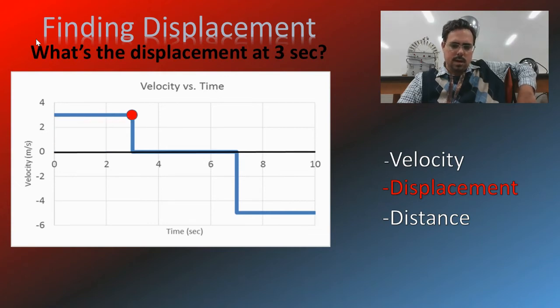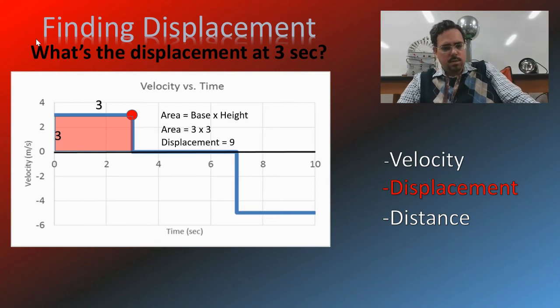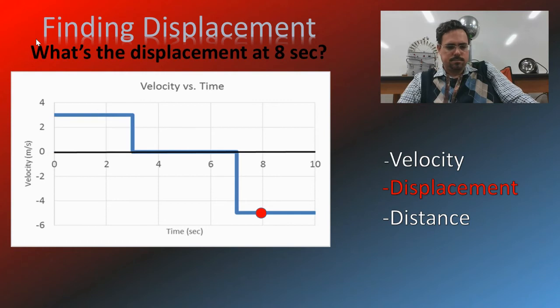Moving on to 3 seconds, we're going to do the same thing. Fill in a little rectangle there, which shows the shape of the graph from 0 to 3 seconds. Then we find the area of that rectangle, which is base times height, 3 times 3, which means the area is 9, therefore the displacement would be 9. So that tells us that at 3 seconds, this object has moved 9 meters away from where it started. All right, let's do 8 seconds.